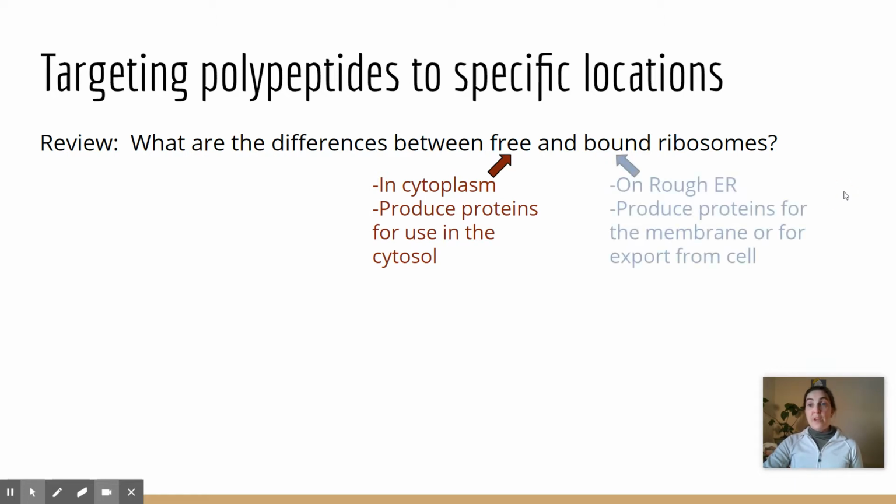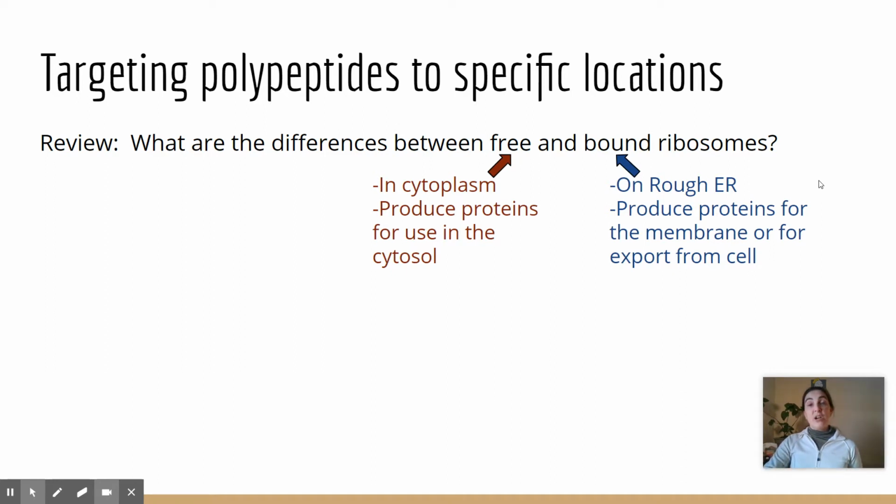Bound ribosomes, on the other hand, are the ones that are attached to the rough ER. So bound means attached. They're found on the rough endoplasmic reticulum. Those produce proteins that are either going to be transported to the cell membrane or that are going to be exported and secreted out of the cell. Once they go into the rough ER, they're within that endomembrane system, and they eventually get pinched off into a vesicle and exported from the cell.